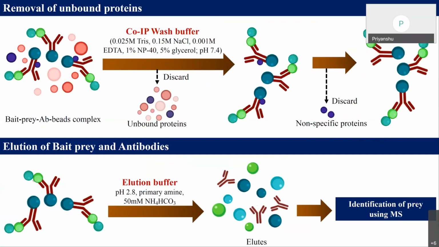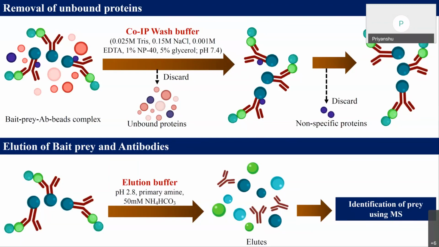The antigen-antibody complex formation basically depends on bond interactions. So primary amines disrupt the antigen-antibody interactions, and the proteins elute and come out in the solution. Once you get the bait and prey proteins in the solution, you can use them for identification through mass spectrometry. Through this, you can validate it in different ways.